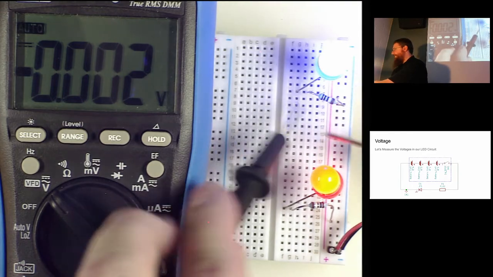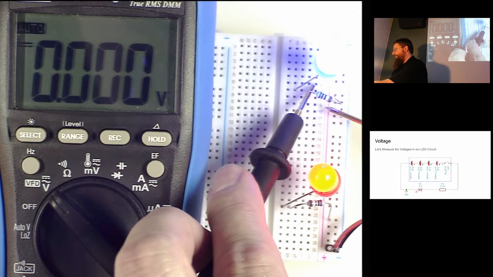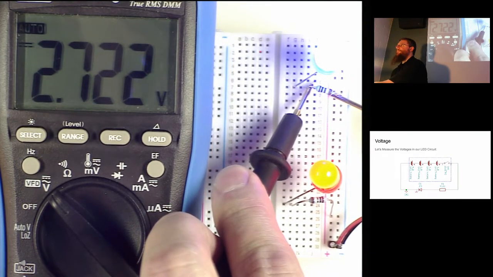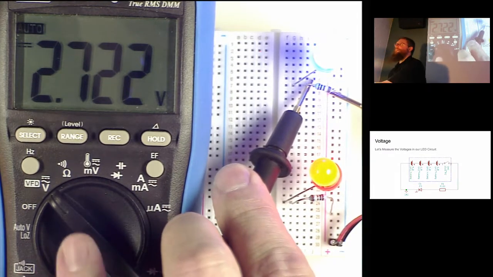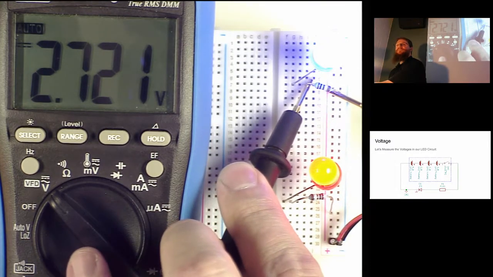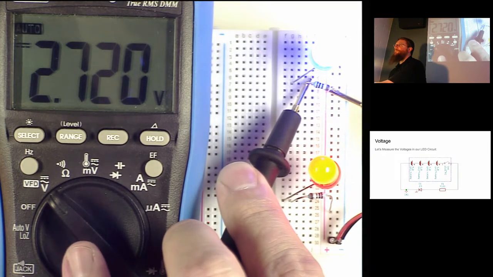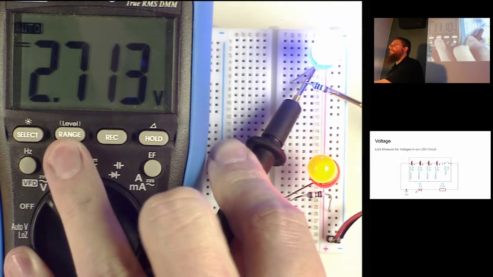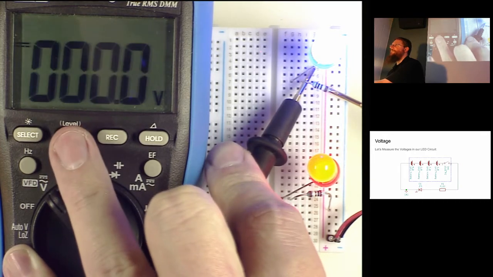So what I'm going to do is touch this node here on one leg of the resistor, and this other node there on the other leg of the resistor. And what you'll see is the number 2.722 and the little DC sign auto up at the top. So what that's telling me is that it's automatically found the right range, it's a DC voltage, and it's 2.72 volts. So this multimeter has a range button there, so I can manually set the range, and only some of them work.